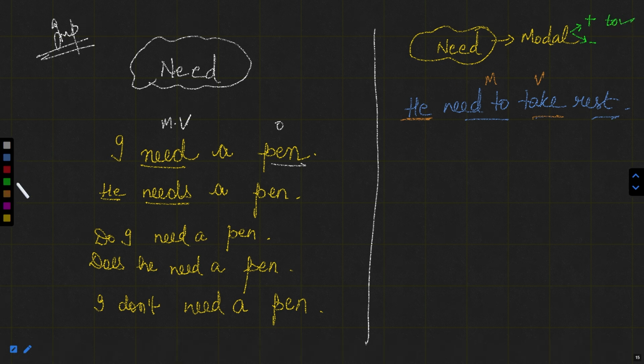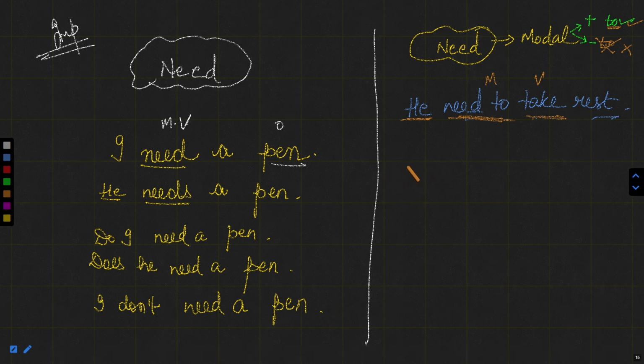But if the sentence is negative, we will not add to after it. To will be removed from that part. But if to is there after a positive statement, it is correct. For example, if I say he need to take rest, now this sentence is positive, so we are using need to. Actually, need to is a modal. Therefore, we are using to.